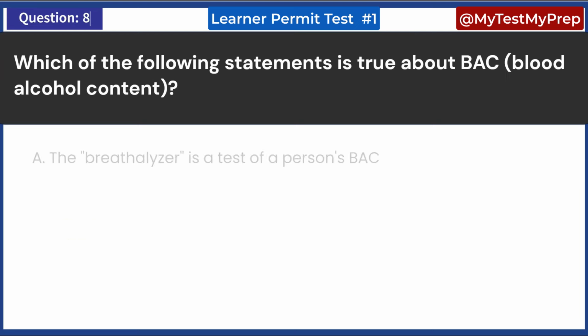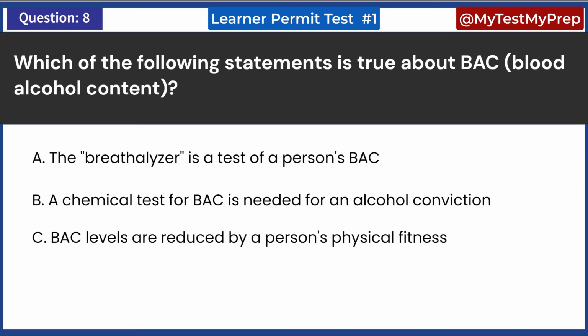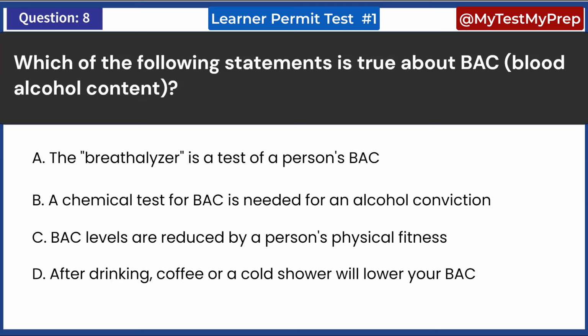Which of the following statements is true about BAC, blood alcohol content? A. The breathalyzer is a test of a person's back. B. A chemical test for BAC is needed for an alcohol conviction. C. BAC levels are reduced by a person's physical fitness. D. After drinking, coffee or a cold shower will lower your BAC. Answer: A. The breathalyzer is a test of a person's back.